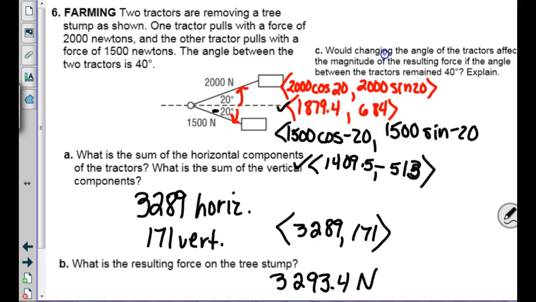What would changing the angle of the tractors affect the magnitude of the resulting forces if the angle remains 40? If the angle stays 40, is the strength that they're pulling with going to change? No, the difference between what they're pulling at right now is 40, right? If this one had pulled this one 40 and this one at 0, the magnitude would still stay the same. It's just the tree trunk would fly in a different direction when it let loose.